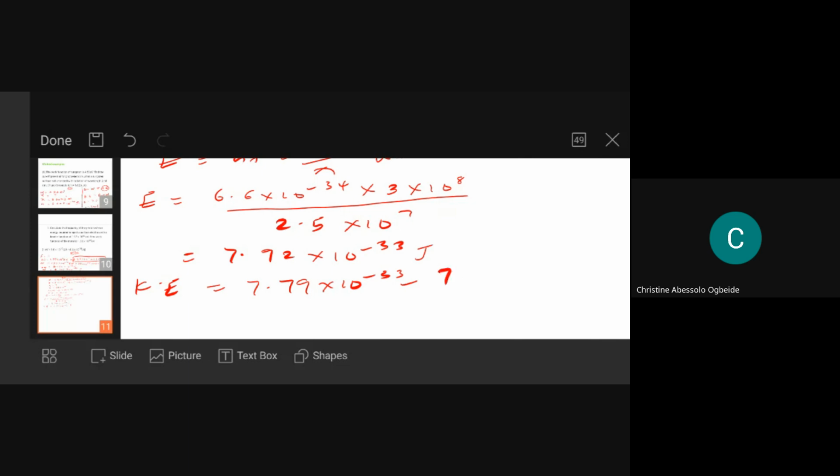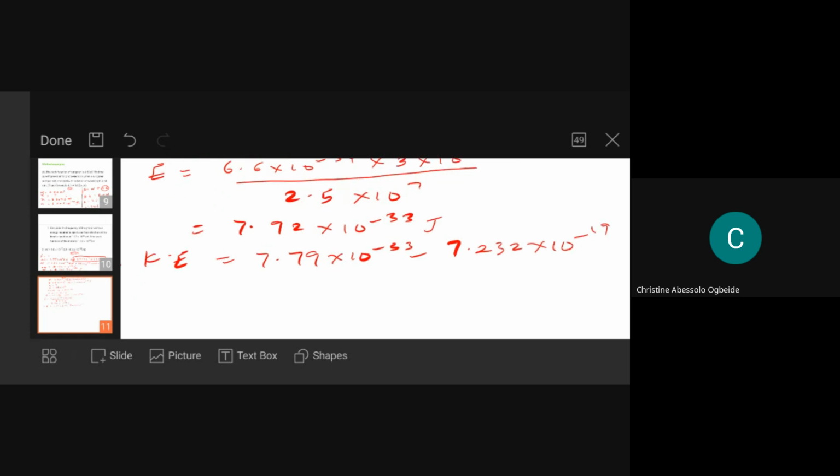7.232 times 10 to the power of minus 19. So when you subtract these two things, what would that give us? Minus 1 times 10 to the power of 33. Minus. Oh my goodness.